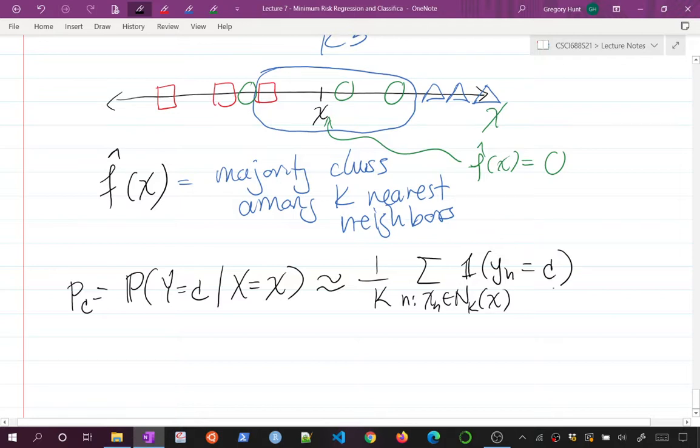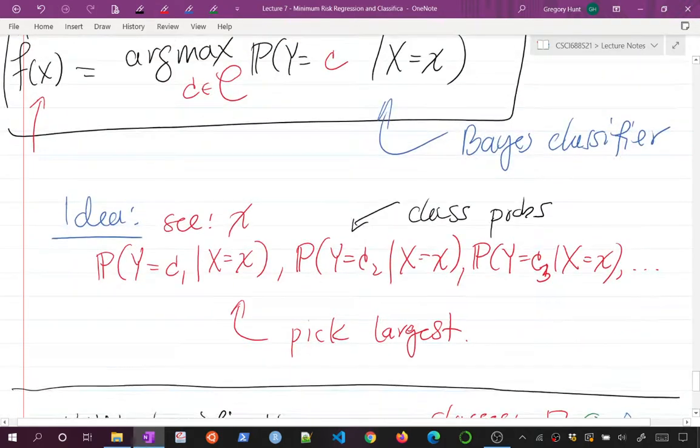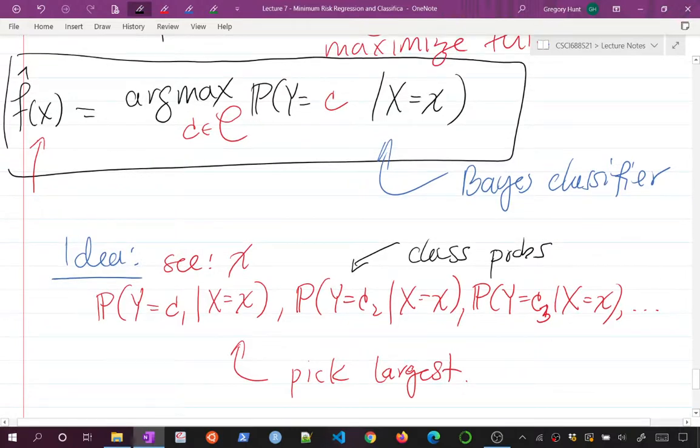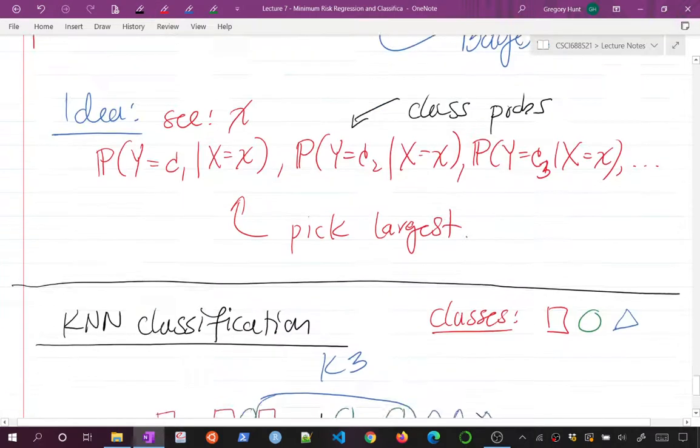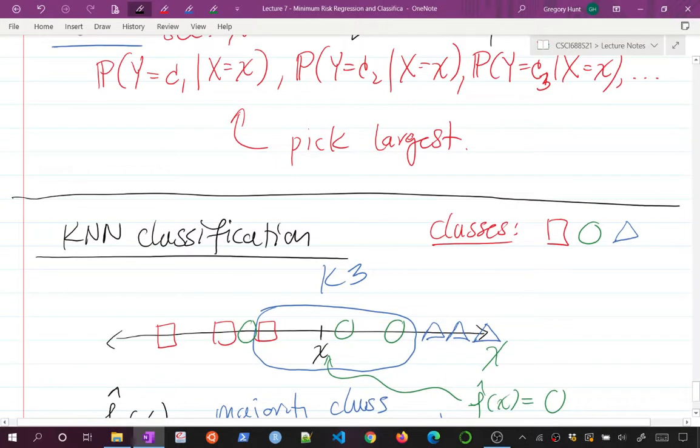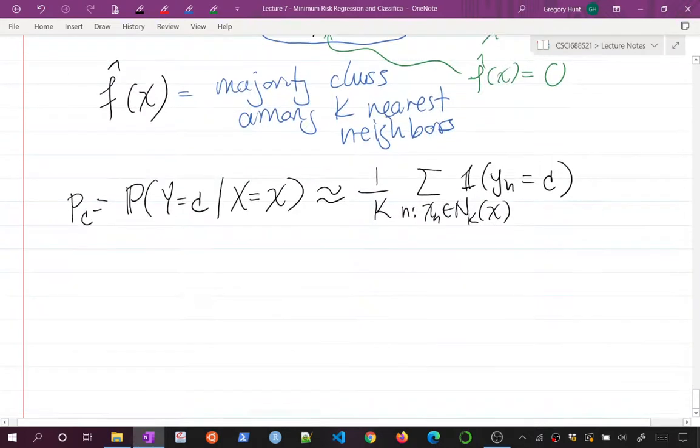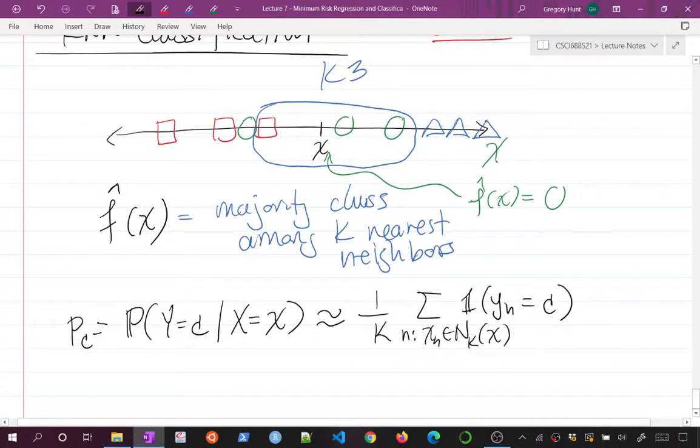So our Bayes classifier says that what I do is I calculate the class probabilities: probability of class 1 given my x, class 2 given my x, class 3 given my x, etc. And I pick the largest. I pick the class with the largest probability. So k nearest neighbors says I look at my nearest points and I pick the class that has the most among my nearest points.